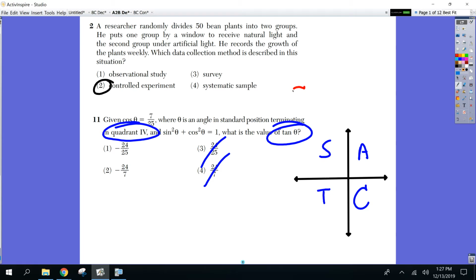What do you know about cosine? Anything. Throw anything out at me. What do you know about cosine other than it's positive in quadrant 4? Okay, perfect. It's adjacent over hypotenuse, and it's equal to 7 over 25. Everyone with me? What do you know about tangent other than it's positive in the third? Opposite over adjacent. Hey, guys, don't we already know the A value? What's the A value?